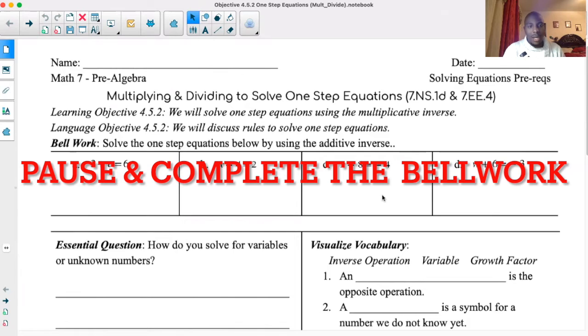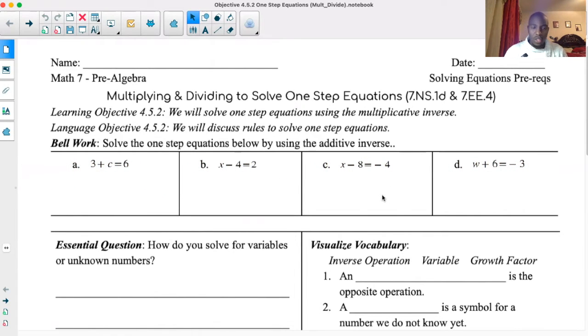These are 4 equations that are similar to the lesson from before. So try to solve them as best you can. Pause the video if you need to. All right, hopefully you had enough time to go through them.